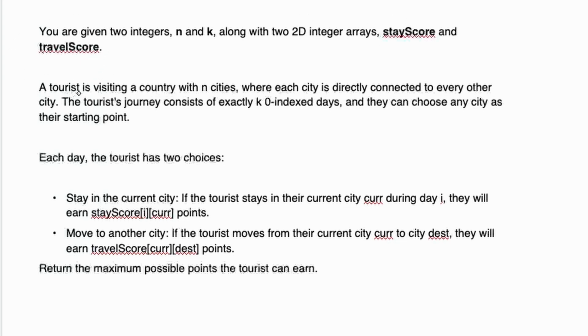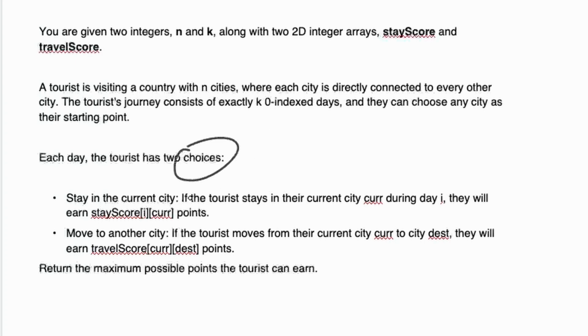So basically a tourist is traveling and can visit any of the n cities, where each city is directly connected to every other city. So no matter what city we're in, we can travel to any other city. Doesn't matter, there's no restriction. The journey consists of exactly k 0 indexed days, and they can choose any city as the starting point for this journey. So each day we have to make two choices.